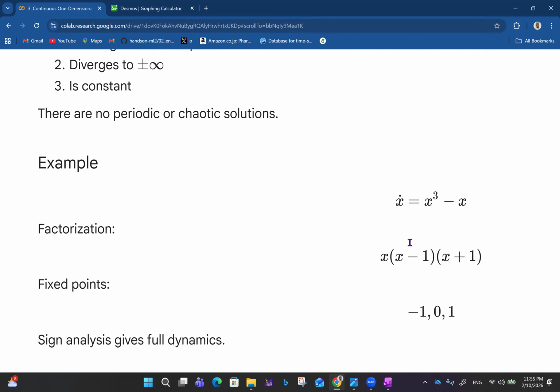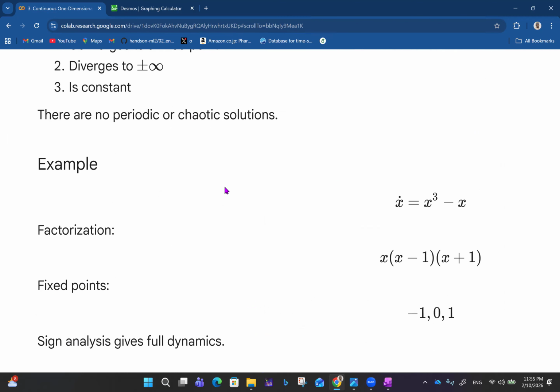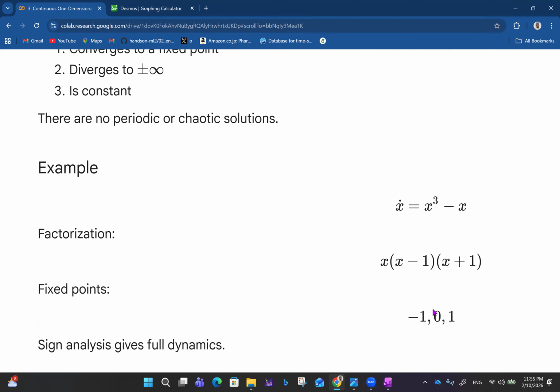A very good example of that we see here. You have x dot equals x cubed minus x, because that's dx/dt equals x cubed minus x. So you can factorize this now. You have x into x squared minus 1, which is the same thing as x into x minus 1 into x plus 1. So set this to 0, and you have minus 1, 0, 1, like this. So you can then do the sign analysis. The sign analysis gives the full dynamics of this whole thing, which we can actually do here too. So here we have minus 1.